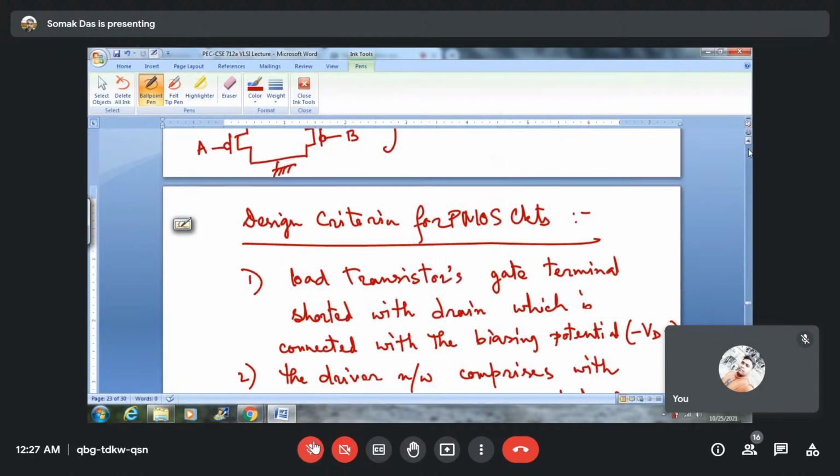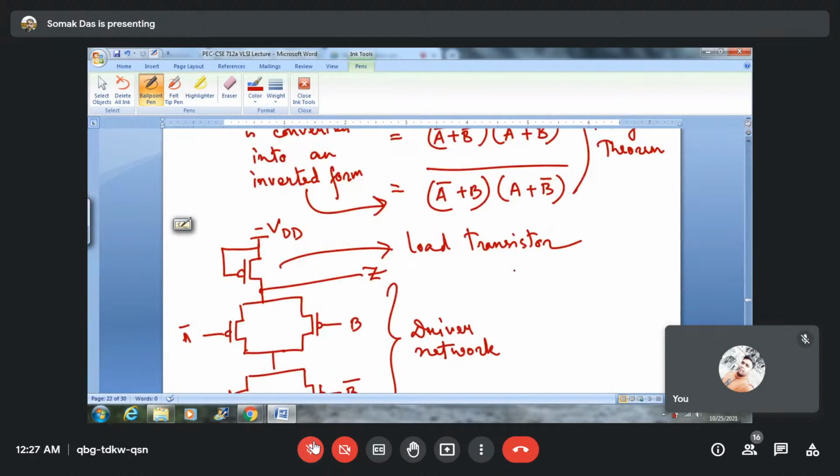Now, if you can design an inverter circuit, a NOR gate, as well as a NAND gate using PMOS transistors, you can design any digital circuit using PMOS transistors, because NOR and NAND are universal logic gates. So any digital logic can be realized using PMOS transistors.